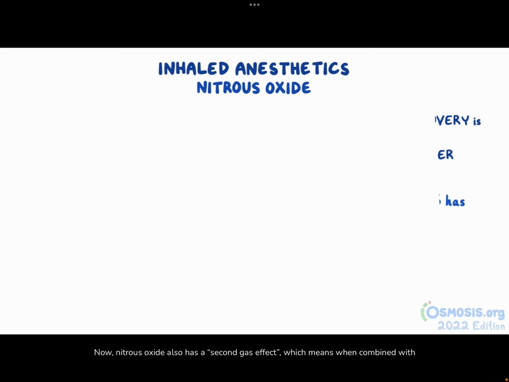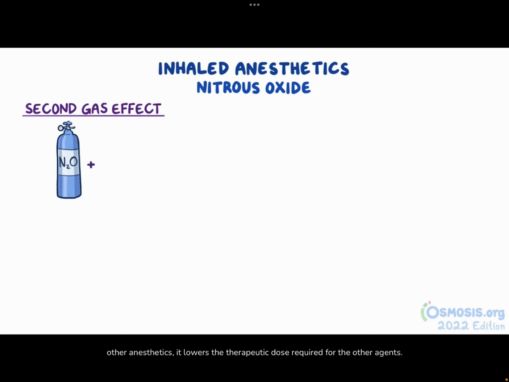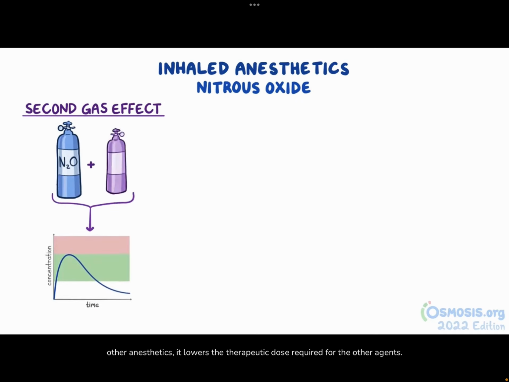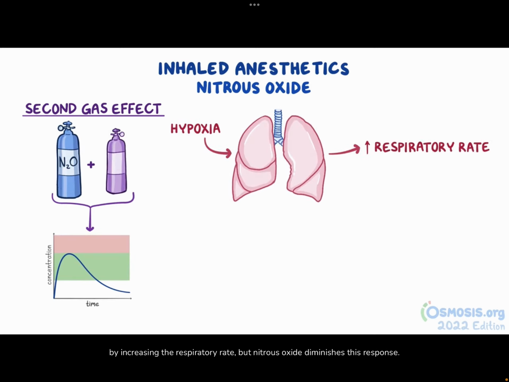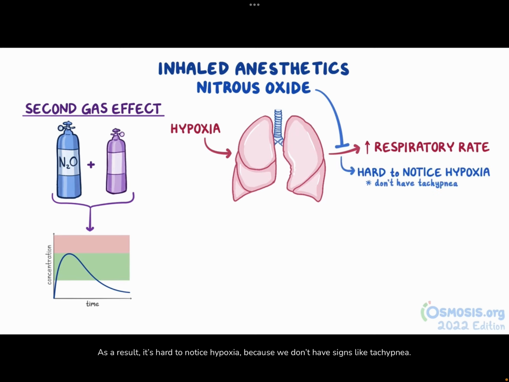Now, nitrous oxide also has a second gas effect, which means when combined with other anesthetics, it lowers the therapeutic dose required for the other agents. It's important to keep in mind that the respiratory system normally responds to hypoxia by increasing the respiratory rate, but nitrous oxide diminishes this response. As a result, it's hard to notice hypoxia because we don't have signs like tachypnea. That's why it's important to monitor arterial oxygen saturation at all times.